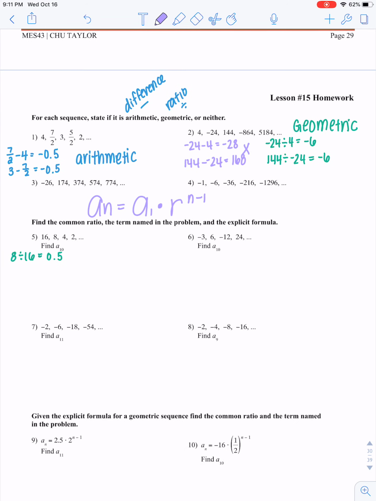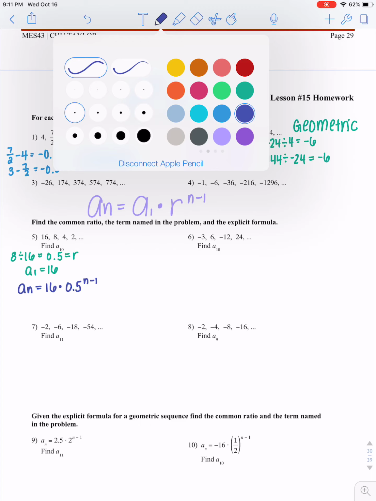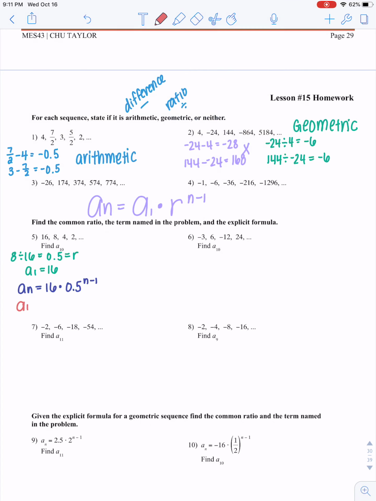Well, I just found my r. My r is equal to 0.5. My A_1, which is my first term, is equal to 16. So now all I need to do is plug it into this formula. It's going to end up looking like this. A_n equals 16 times 0.5 to the n minus 1. That is your formula. And now if I want to find A_10 equals 16 times 0.5 to the 10 minus 1. And you're just going to enter it exactly like that into your calculator.